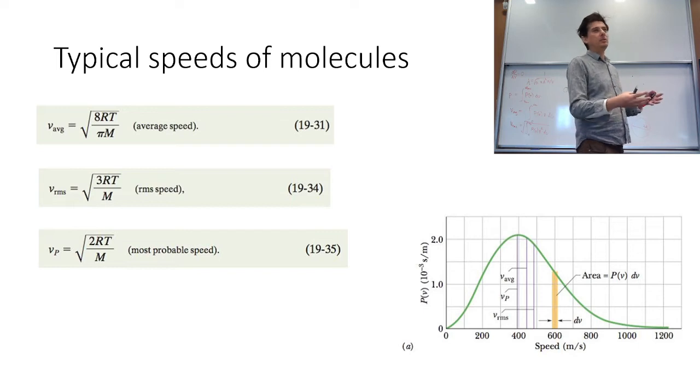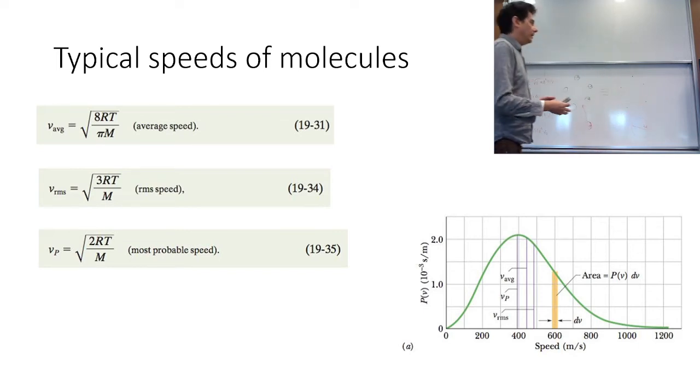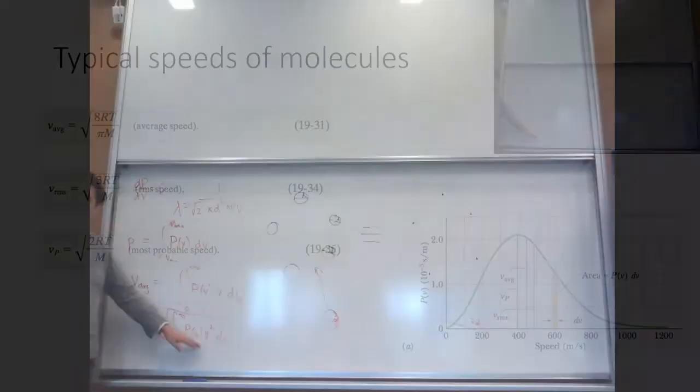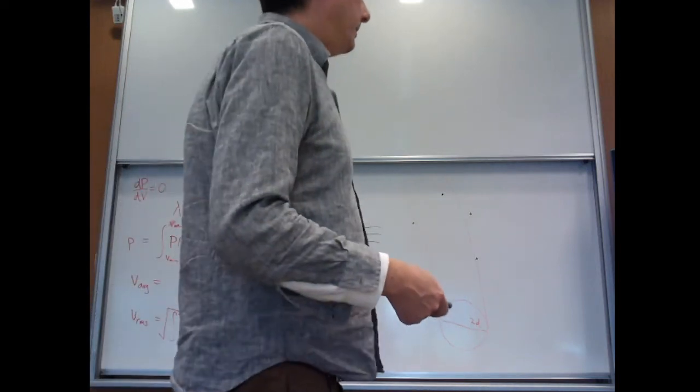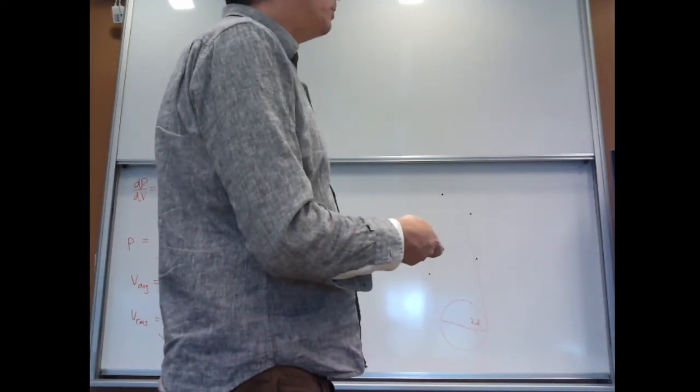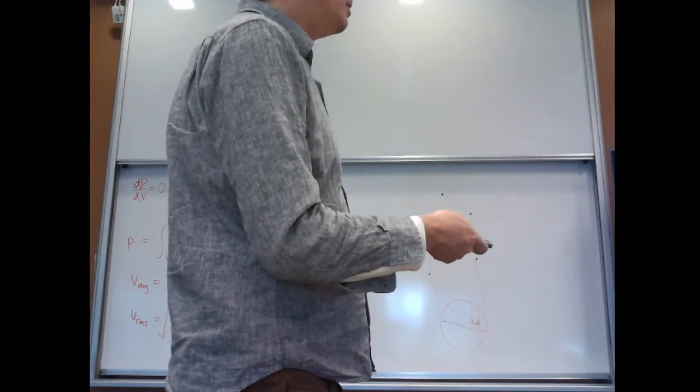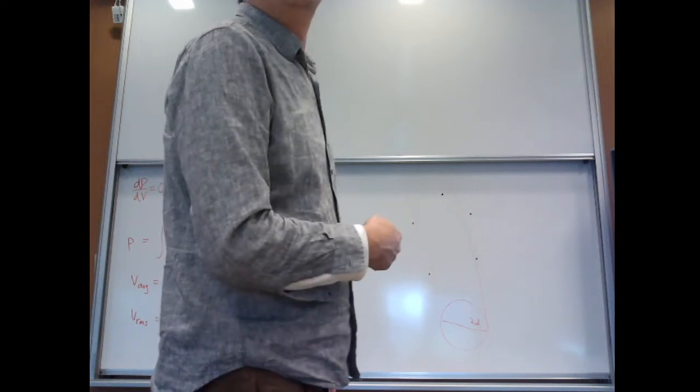Okay, sounds a little bit strange, but it's more related to the energy of the thing. That's why, because it's half mv squared. So it's sort of like taking the energy average and then the square root. And then this one is just the peak, the most probable speed. So this is the most likely one that you will always get.